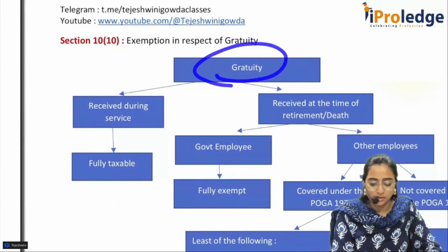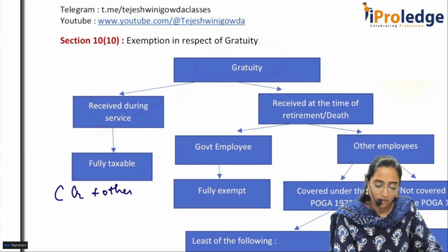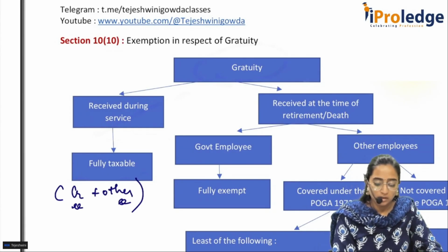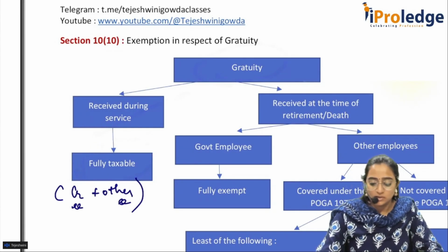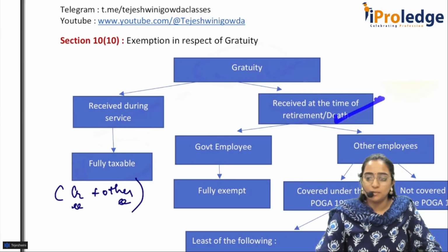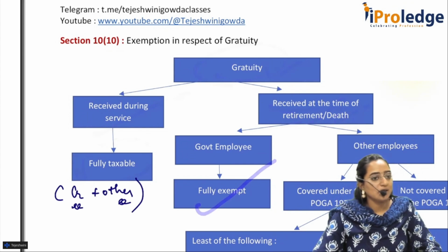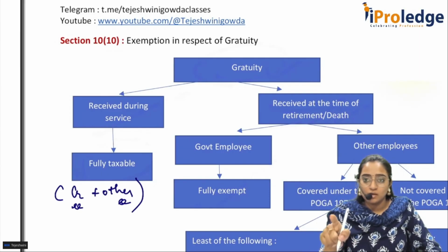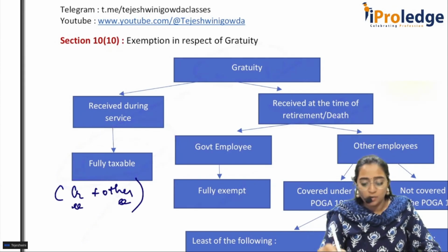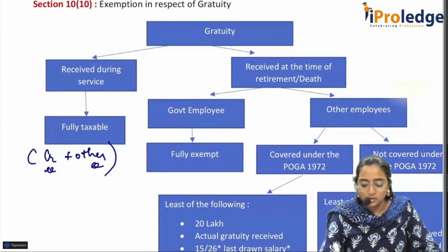So, if you are receiving any gratuity during the service, it is fully taxable for both the government employee and other employees. So the gratuity received at the time of retirement or death of the person: for government employees, lucky people for life, it is fully exempt. If the gratuity is received during the service by a government employee, is it going to be taxable or exempted? It is going to be fully taxable for any employee. What if it is received at retirement by government employees? It is going to be fully exempted. What if it is other employees? They have to get it under taxable.